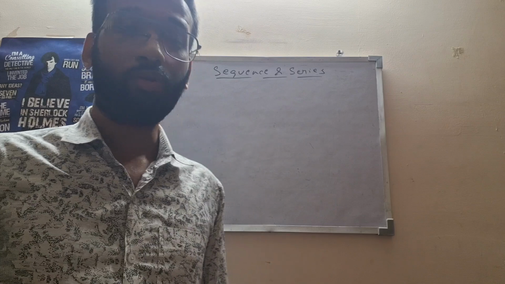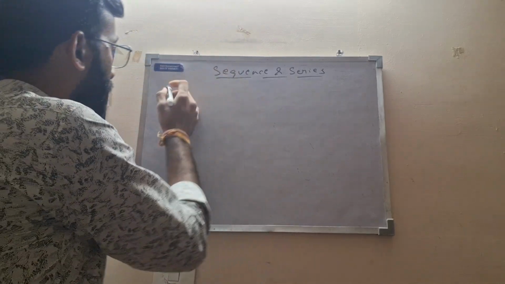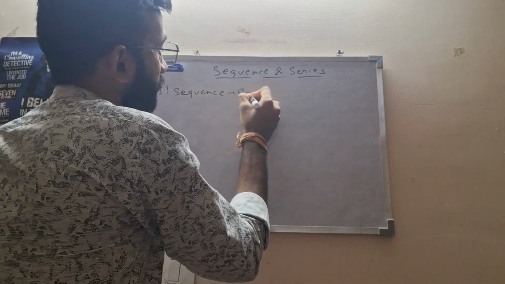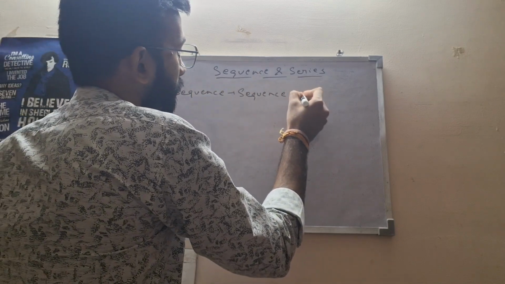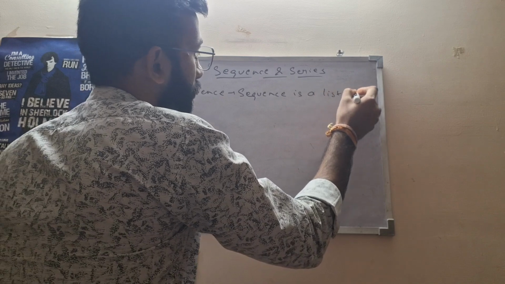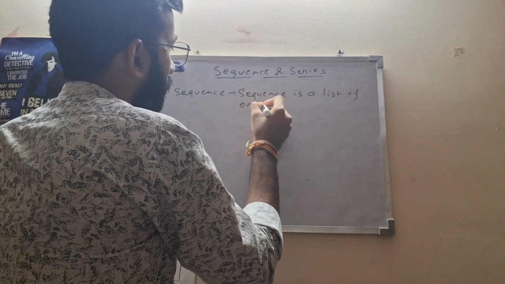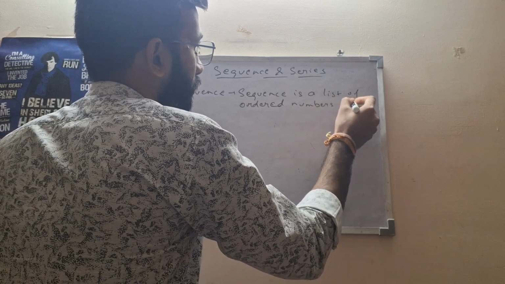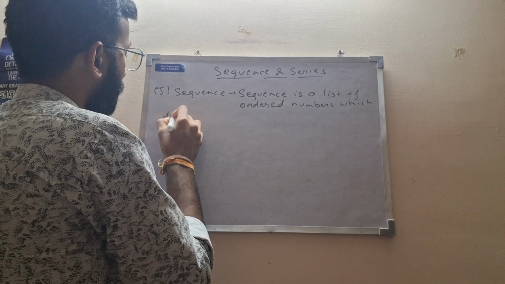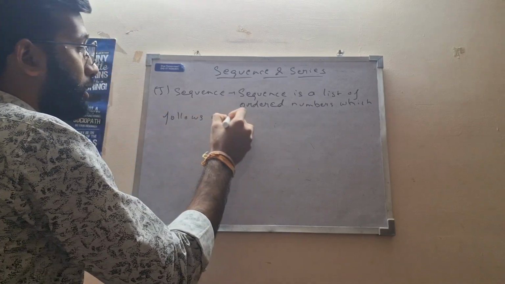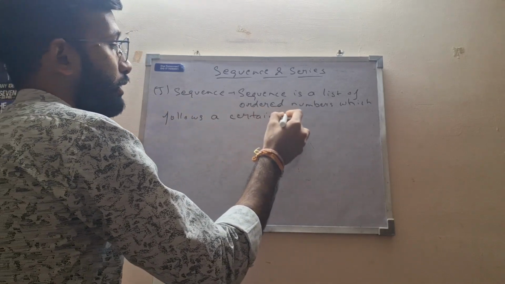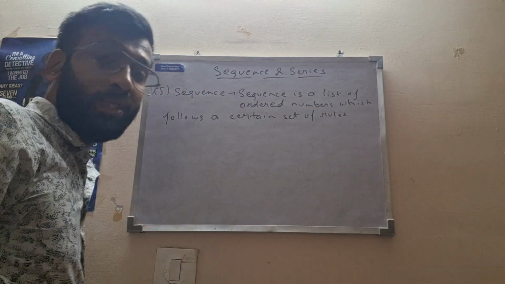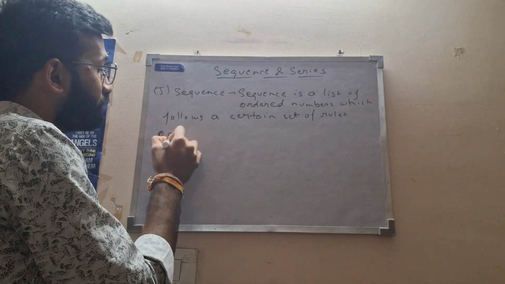First we have to understand what is a sequence. So a sequence is a list of ordered numbers which follows a certain set of rules. What this means, I'll explain to you by an example.